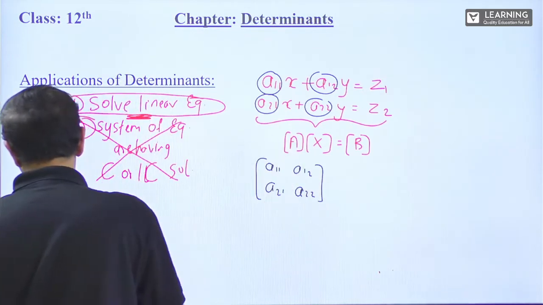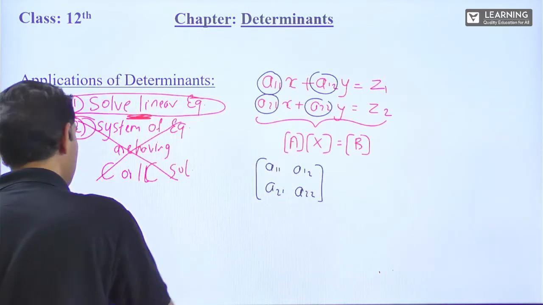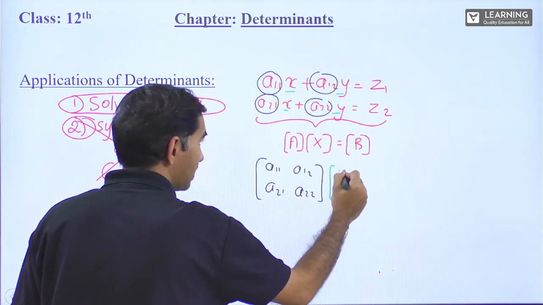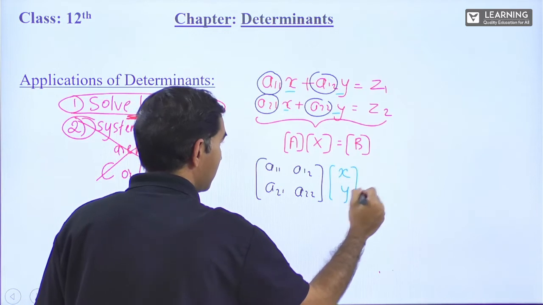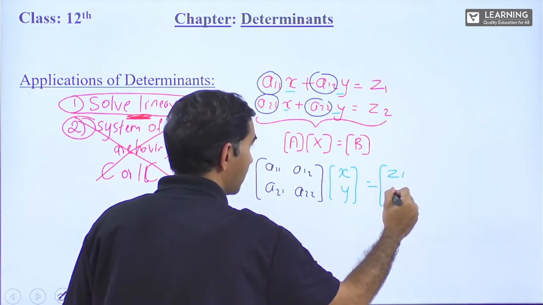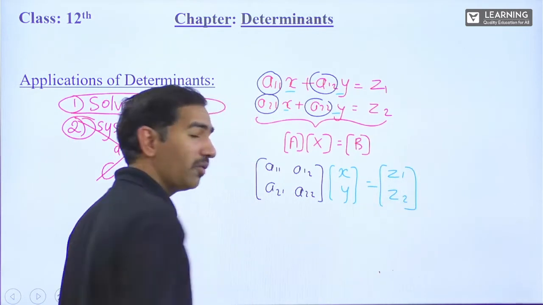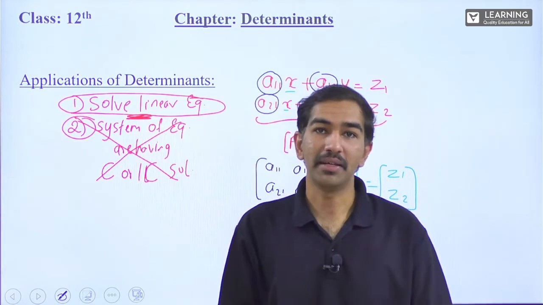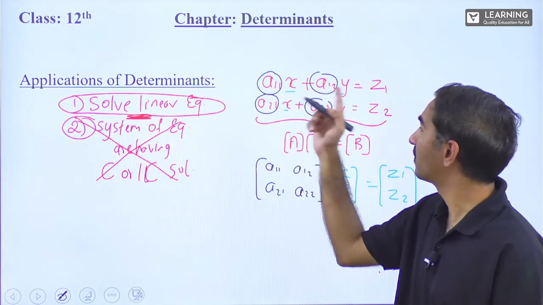And what is matrix X? Matrix X is nothing but x, y; just write it as it is. And what is matrix B? The right hand side, those are the values of z1 and z2. What we actually have to do here is solve this linear equation, which means you have to find the values of x and y.